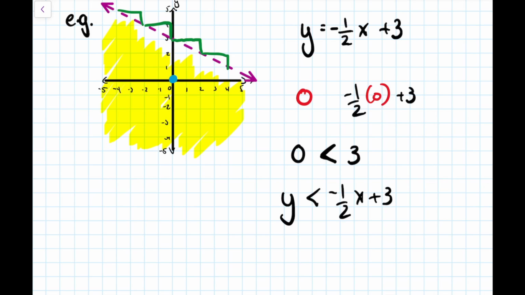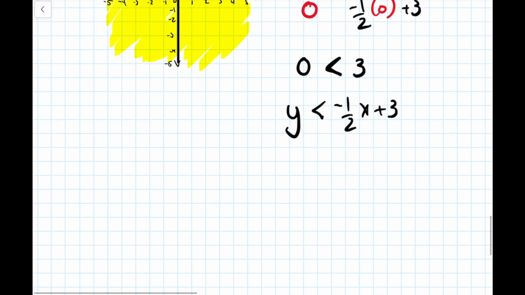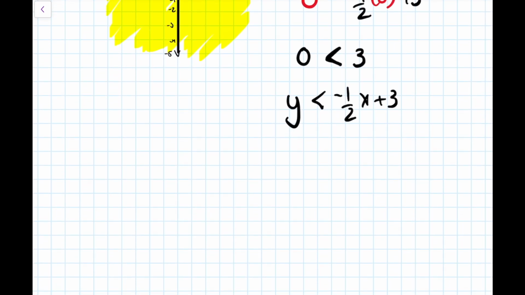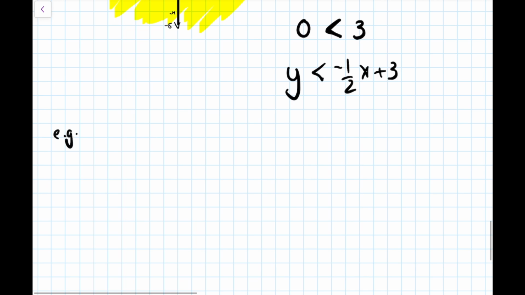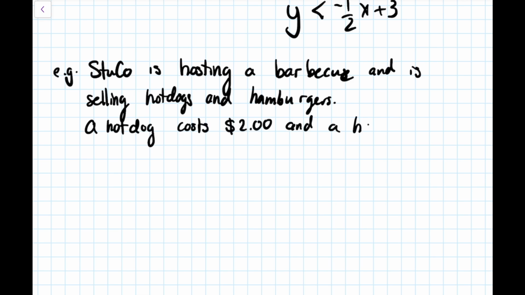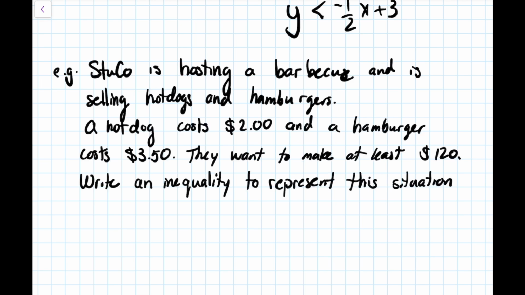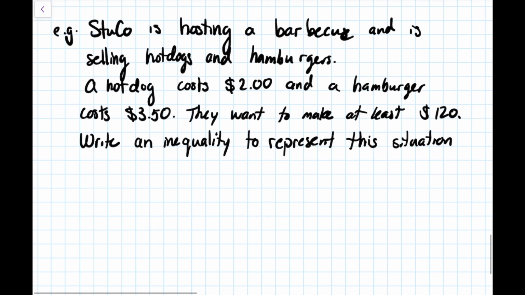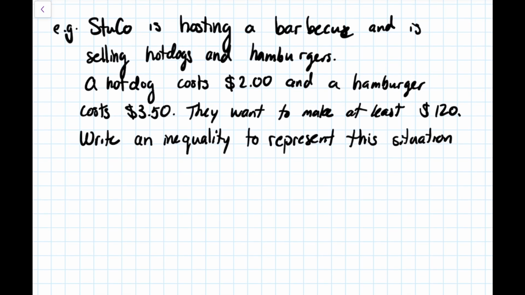So I know I said this was the last thing, but there is one more quick thing I want to add in, which is just to talk about word problems a little bit. So let's write out a word problem, and then we'll talk about it. All right, so we've got student council selling hot dogs and hamburgers for a barbecue, and we're told a whole bunch of information, and we want to take all that information and turn it into an inequality.